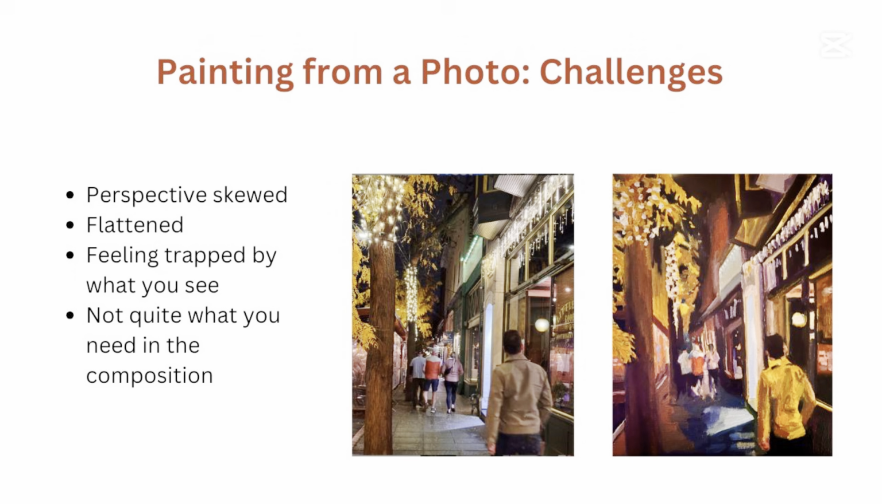So let's talk about some of the challenges of working with a photo. The perspective can get skewed. The image might be a little bit flattened looking. You don't have a real sense of the dimensions. You might feel trapped by what you see. You don't see things from slightly the side, so maybe you're not quite sure what you're looking at. Or you might feel compelled to match it exactly because it's one rectangle to another rectangle. And so there might be a little bit more of a sense of being constricted in order to be accurate. The photo might not have quite what you need in the composition.